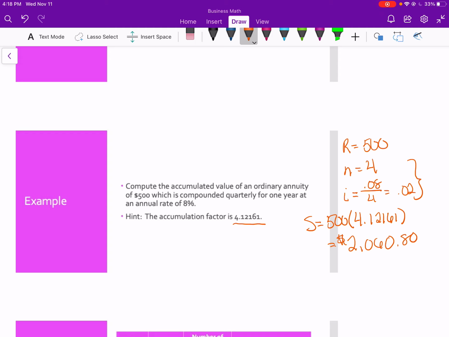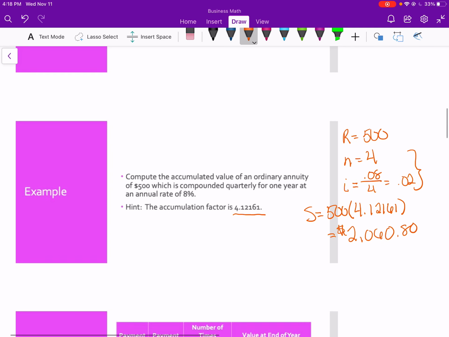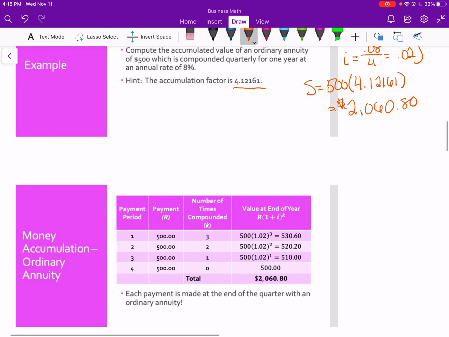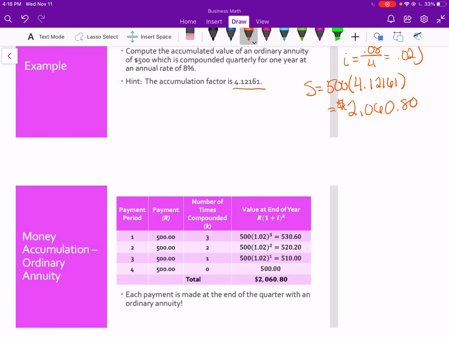Another way to look at this is to look at it every period. So notice this table represents the same annuity. It's just broken down per period. So each time your payment's going to remain the same, so this 500 column stays the same all the way down. The first payment period is going to be compounded 3 times.